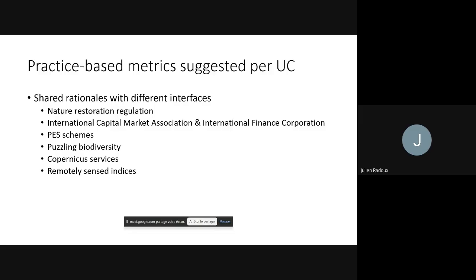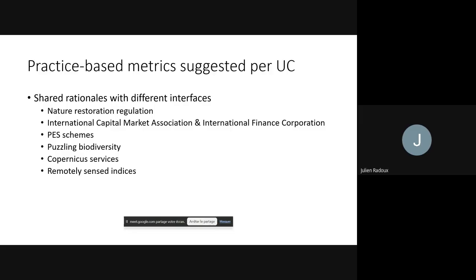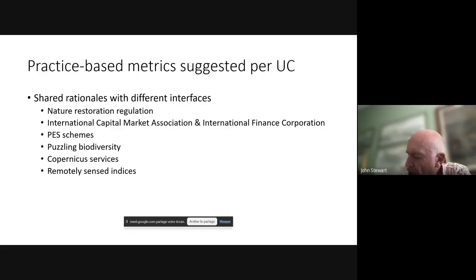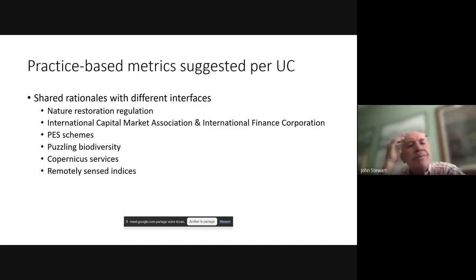Puzzling biodiversity is the name of a project where Carbon4 is involved, and it's more in the sense of jigsaw. Yeah, but it's the name of a project. Okay, so I'll find it under Carbon4. Yeah. Okay. Thanks.